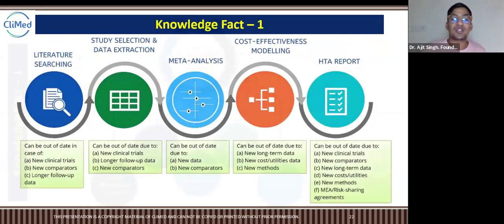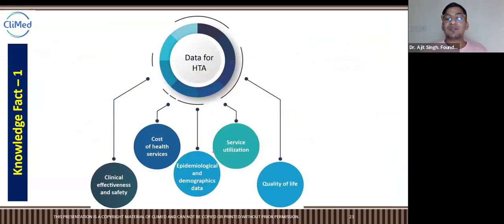And here, one more thing about HTA you should know: what type of data do we collect? We collect clinical effectiveness data, we collect the cost of health services, we work on epidemiological and demographic studies, and we do short-term studies like cross-sectional studies related to the competitive drugs, the competitive data, and the older versions of the data which are available. Then we evaluate service utilization. The most important thing in health technology assessment is quality of life assessment.